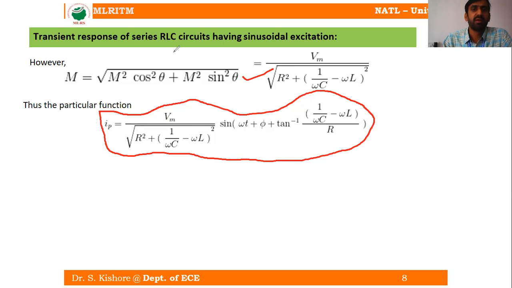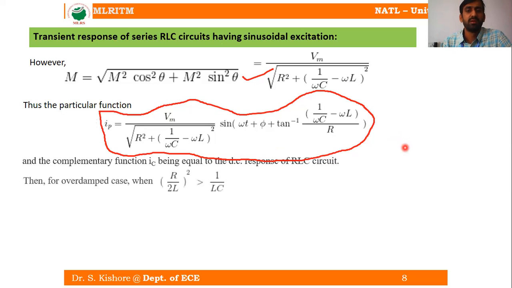Right? So next we have to solve the complementary function. As I said, the complementary function is going to be same as your DC response of your RLC circuit. We know that we are going to have three different cases. One is the overdamped case. What is the overdamped case? The overdamped case is R by 2L whole square greater than 1 by LC.